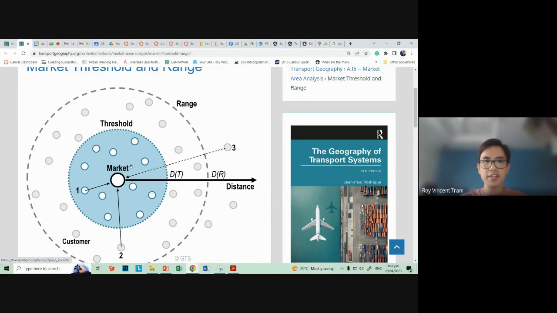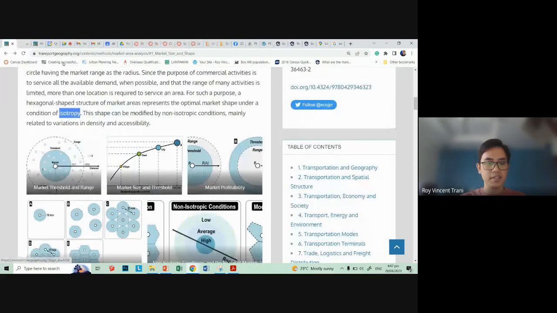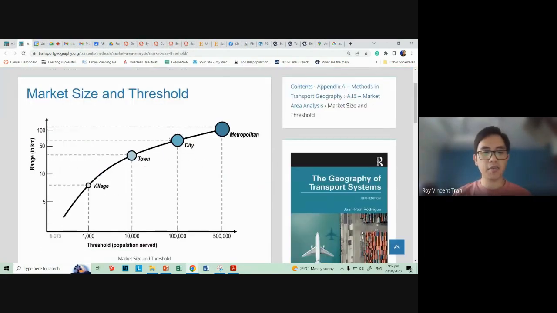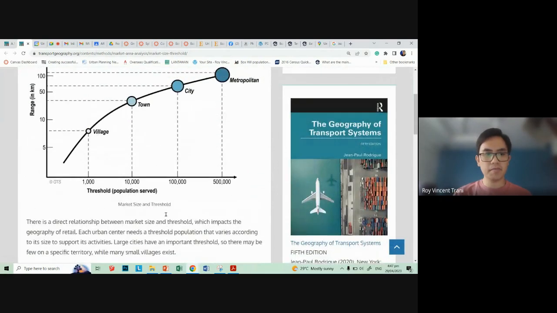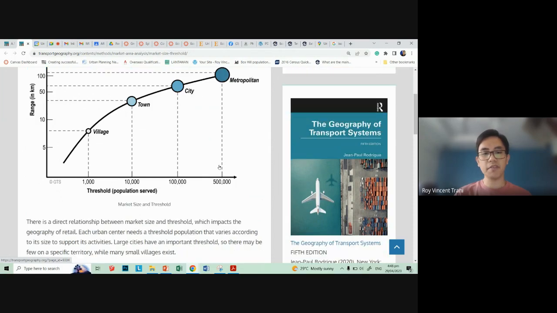How they determine that threshold is probably explained in the next few slides. The next slide is market size and threshold. For example, you have a village, a town, a city, and a metropolitan area. The threshold for a village is about 1,000. The threshold for a town is 10,000. A city is 100,000, and a metropolitan area is 500,000.